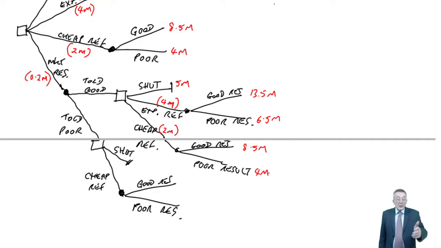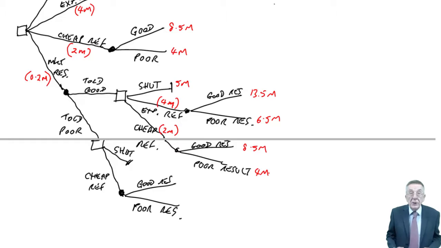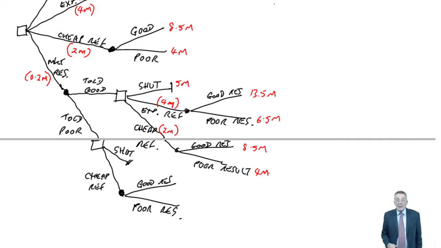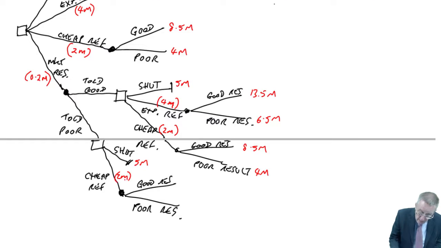Finally, though, suppose we do market research. Again, we've paid out 0.2 million. Suppose they tell us it's a poor result. Then again, we either shut and get back 5 million. Or it said we're not going to consider the expensive refurbishment, we'll do the cheap one. Pay out another 2 million. Good result gives us 8.5 million. Poor result, 4 million.